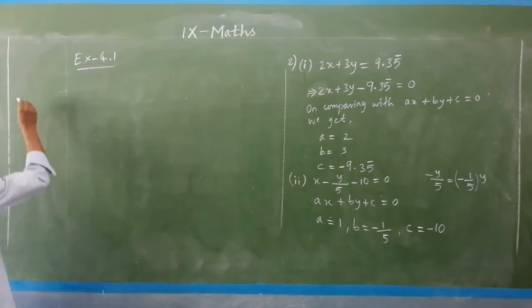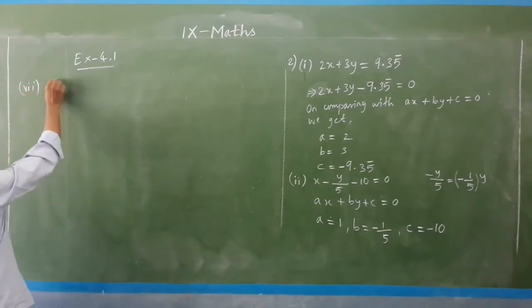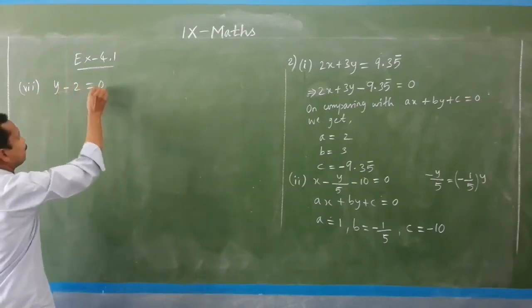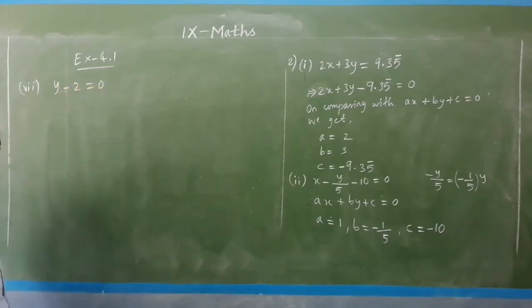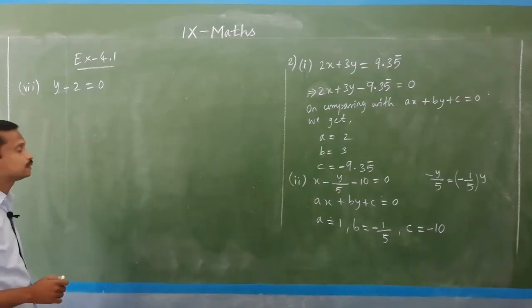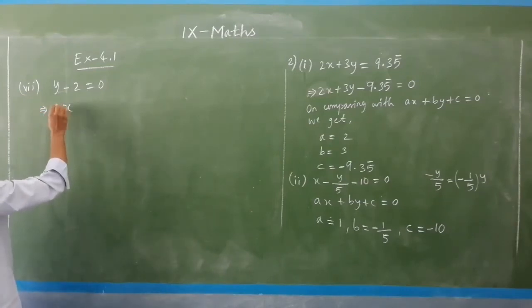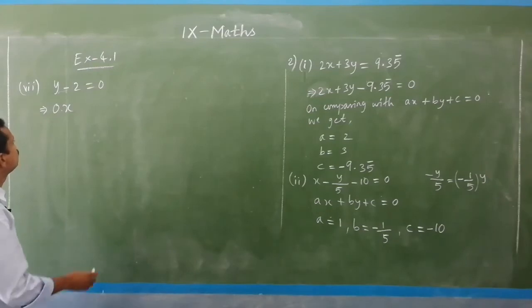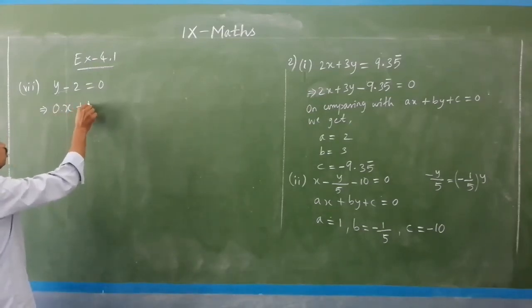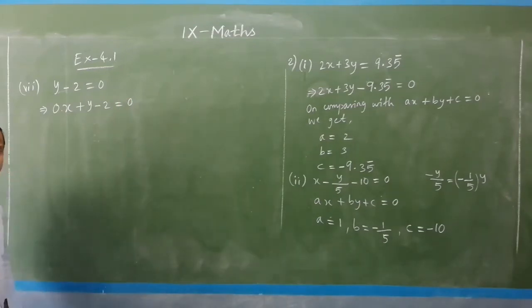Option 7, y minus 2 equal to 0. By trying to write in general form, what about x? Only one variable is there, so there is no x. So, you have to write like this: this implies 0x. 0x means 0 into x. And then the y term is there, so plus y, and the constant term, minus 2 equal to 0. So, this is like general form.